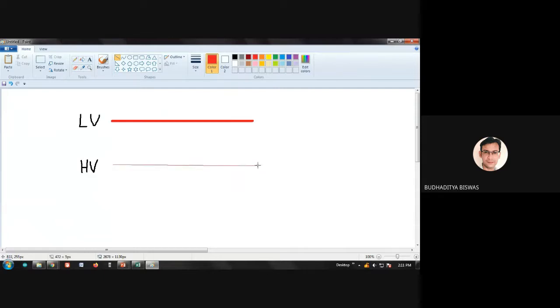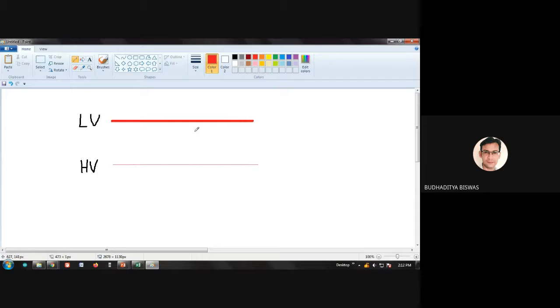Why? Because you see the width of the low voltage winding wire is very high, because that winding needs to carry a large amount of current compared to this winding. That's why the size of the wire is very thick. This winding is constructed using a thick wire to carry more current. And high voltage means what? High voltage means low current. So this winding needs to carry very little current, which means the winding is constructed using a thin wire.